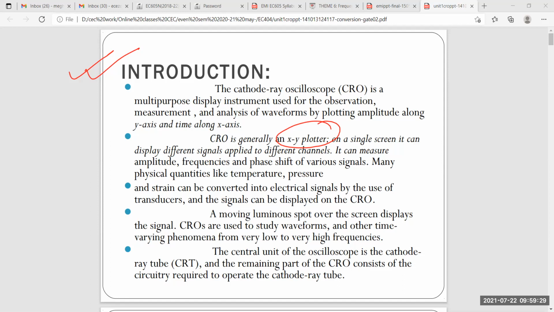We can shift the waveform from up to down. We can change the probe. We can do many things with the help of CRO. Now, the second thing is that CRO is susceptible to temperature and pressure, so we have to always keep that in mind.